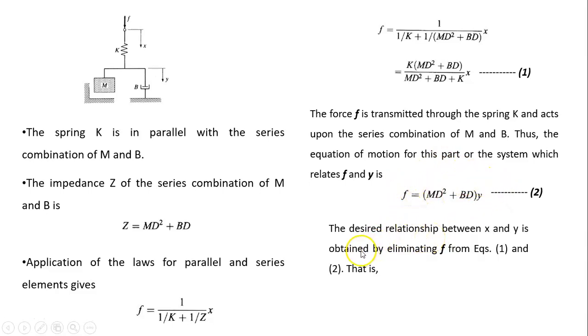Therefore, dividing equation 1 by 2 we can obtain the relation between x and y. Therefore, y is equal to, we are getting finally, k divided by mD square plus bD plus k, into x. Therefore, this is the equation between x and y.